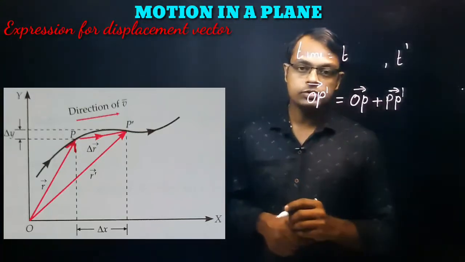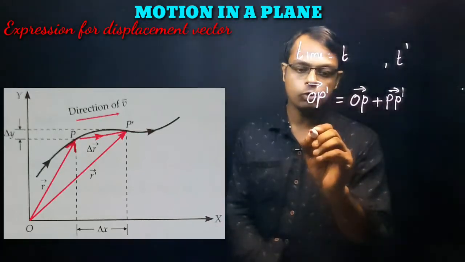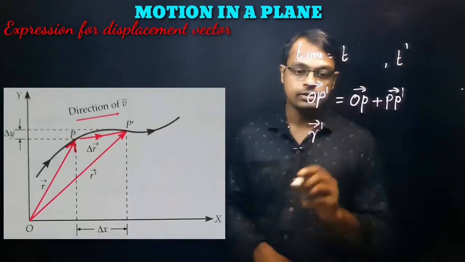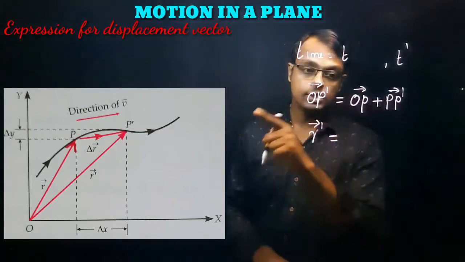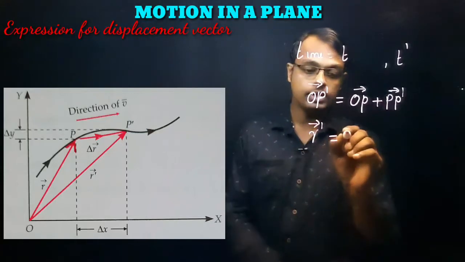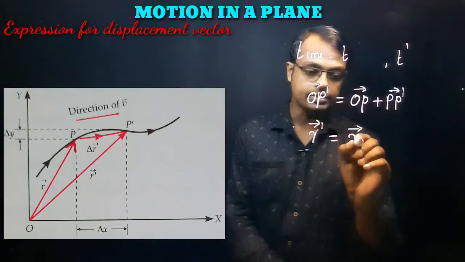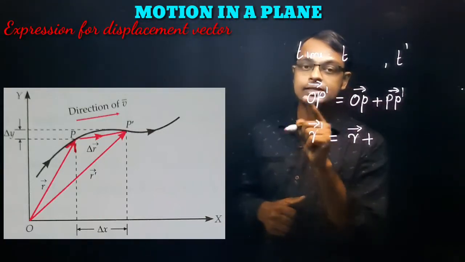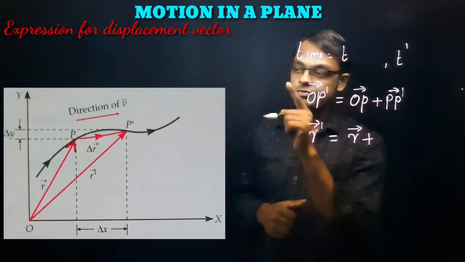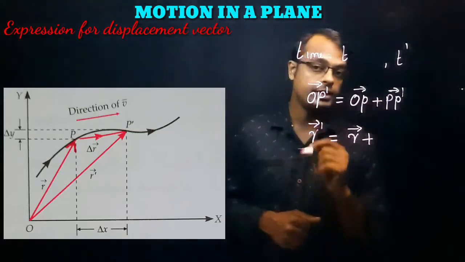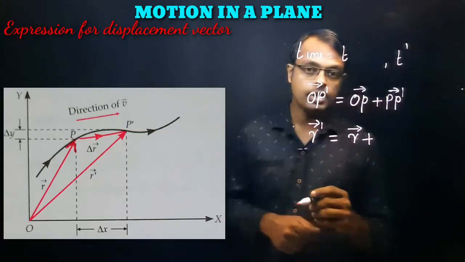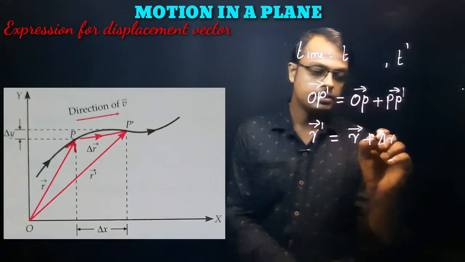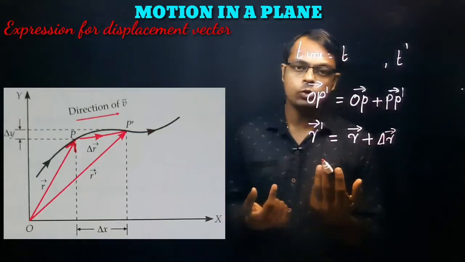Where OP dash vector we have marked as R dash vector, which is equal to, now what is the OP vector? OP vector we have marked here as R vector, plus what is the PP dash? PP dash is the displacement from initial position to final position. The PP dash we have marked in the diagram is delta R vector. Delta R represents the displacement.